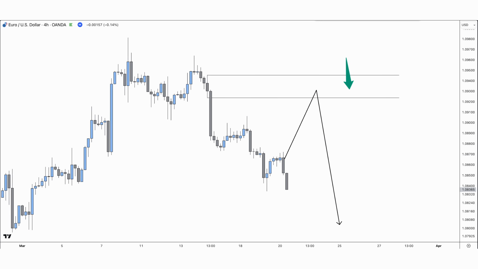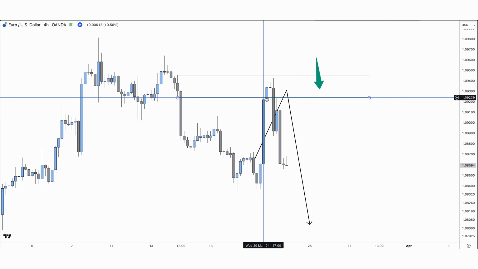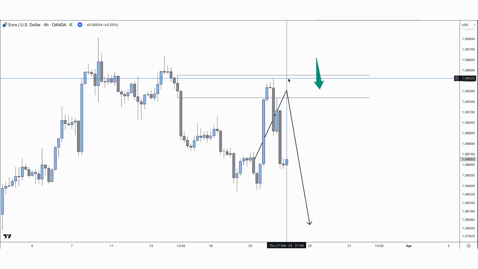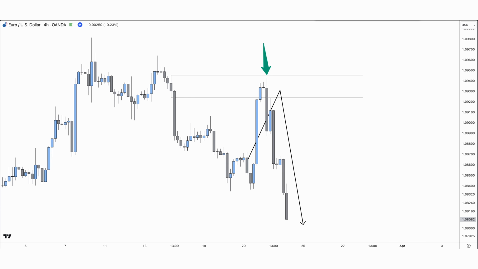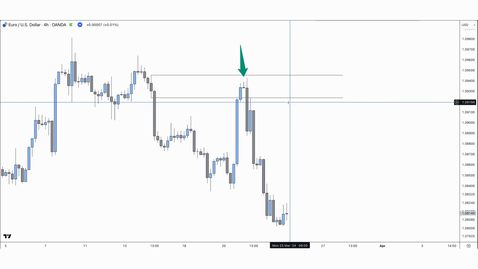So if we play this market forward, you see the market trades up, comes into this area of supply without breaking the high of the zone, and then we have a push to the downside, which would lead us into a new sell trade opportunity.